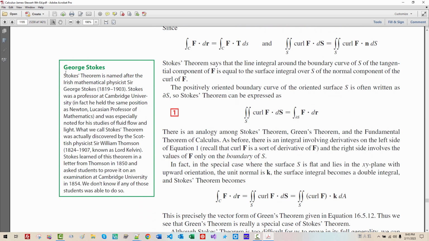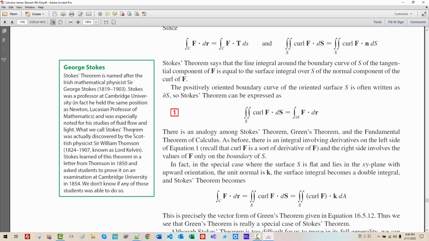I would like to read about George Stokes. Stokes' Theorem is named after the Irish mathematical physicist Sir George Stokes, 1819–1903. Stokes was a professor at Cambridge University. In fact, he held the same position as Newton, Lucasian Professor of Mathematics, and was especially noted for his studies of fluid flow and light.